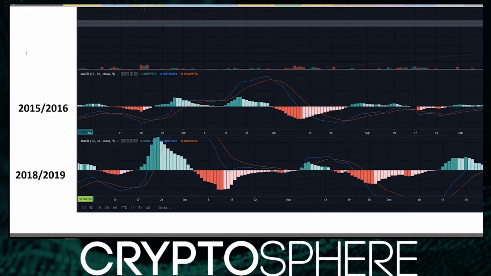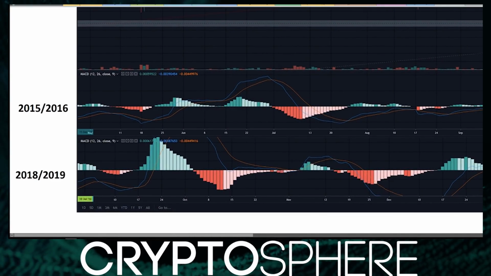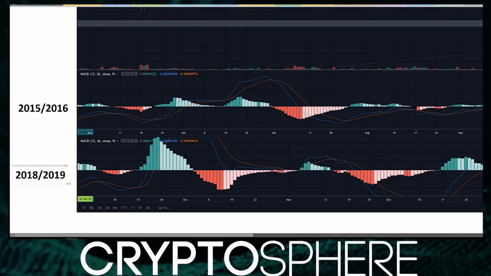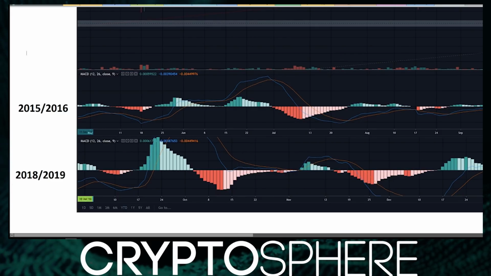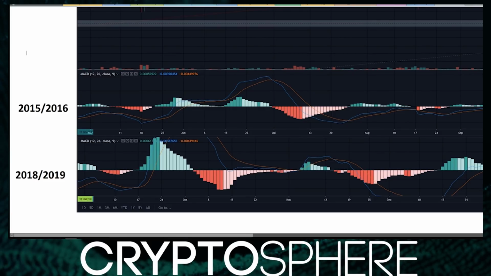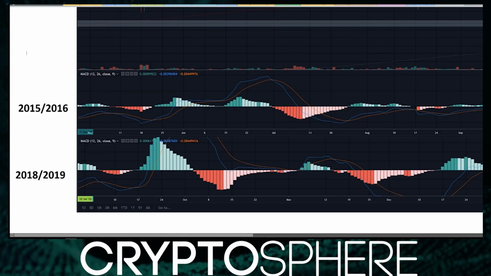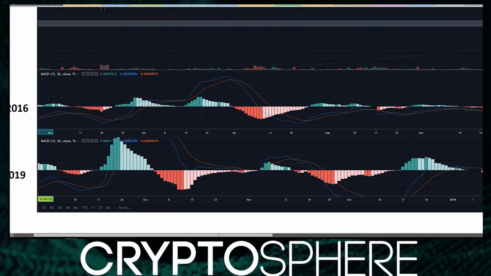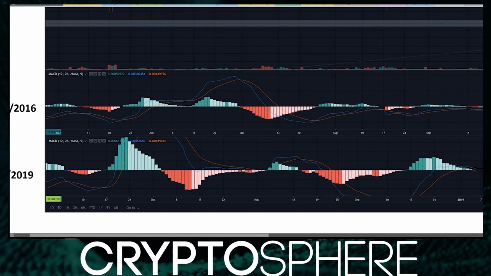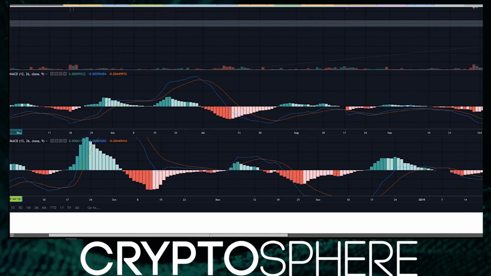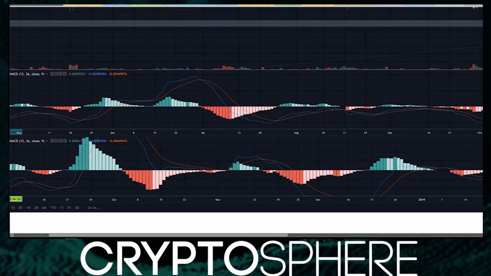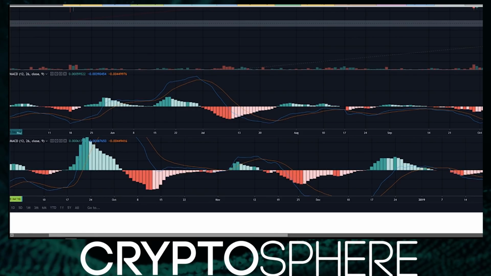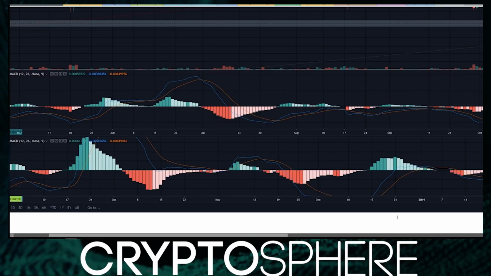What I did was I overlapped 2015, 2016 over the 2018 and 2019. And I want to show you, I mean, this is crazy. Look at the similarities here of the MACDs. They're not going to be exact, but they're pretty darn close as far as matching here. So here's the past, here's today. Look at the MACDs, right? It's pretty darn close as far as matching on this price movement.